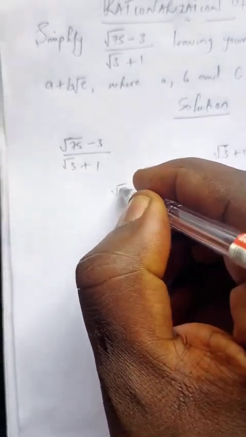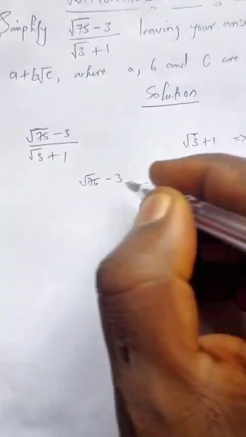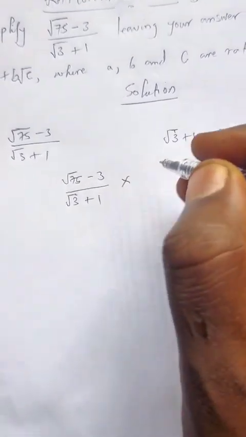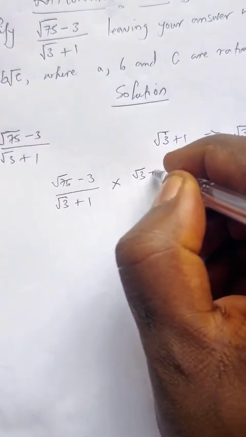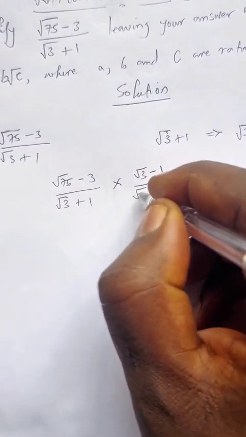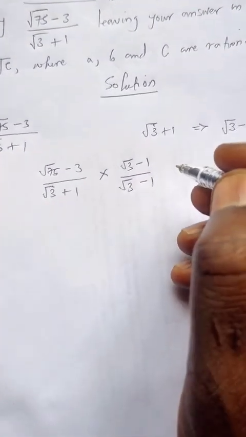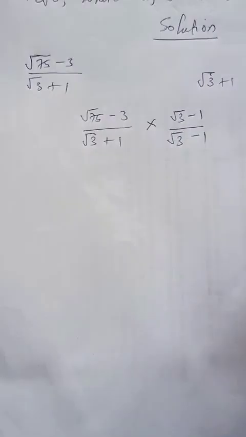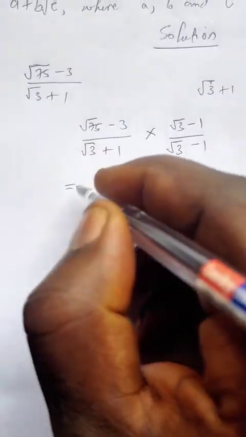So we'll multiply it to the original expression. We'll have (root 75 minus 3) divided by (root 3 plus 1), multiplied by the conjugate, (root 3 minus 1) divided by (root 3 minus 1). So this is rationalizing of surds. After doing this, we'll do normal multiplication in mathematics.